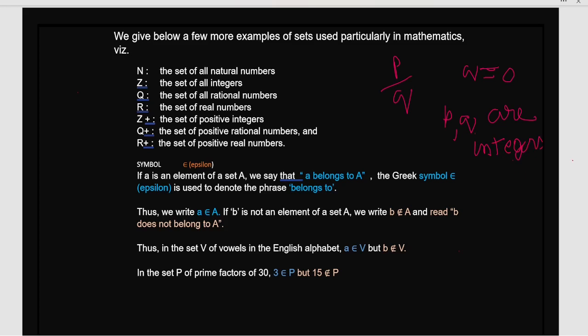Like that, R is real numbers. You know the real numbers. Z plus is the set of positive integers. Q plus is the set of positive rational numbers, and R plus is the set of all the positive real numbers.